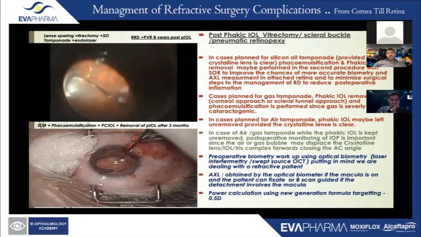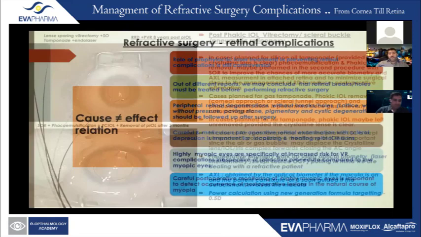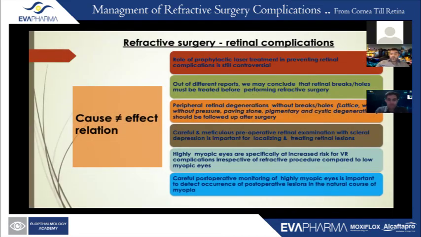So in conclusion, the role of prophylactic laser treatment in preventing retinal complications is still controversial. Out of different reports, we may conclude that retinal breaks, holes, may be treated before performing refractive surgery. Peripheral retinal degenerations without breaks or holes, like lattice degeneration, white without pressure, cobblestone, pigmentary or cystic degenerations should be followed up after surgery. Careful and meticulous preoperative examination with scleral depression is important for localizing and treating retinal lesions.